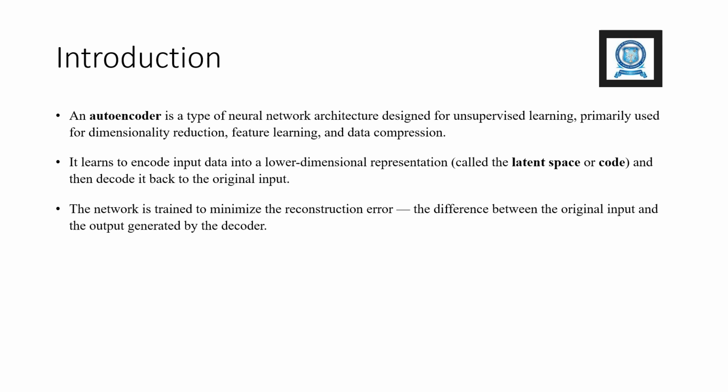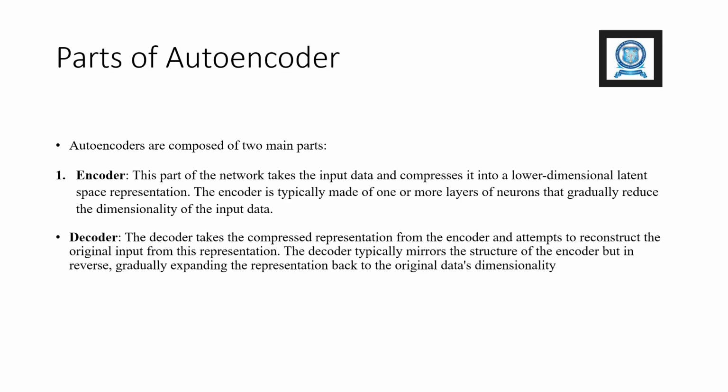Introduction. An autoencoder is a type of neural network architecture designed for unsupervised learning, primarily used for dimensionality reduction, feature learning, and data compression. It learns to encode input data into a lower dimensional representation called the latent space or code and then decode it back to the original input. The network is trained to minimize the reconstruction error, the difference between the original input and the output generated by the decoder.